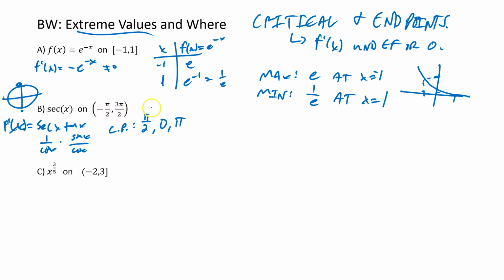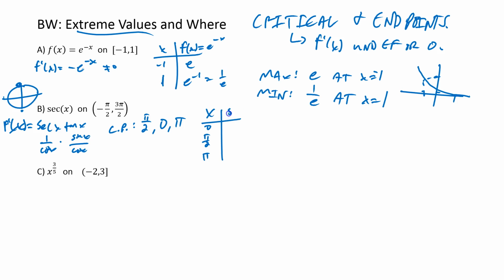Now notice here we have no endpoints, right? Negative pi over 2 and 3 pi over 2, they're open parentheses. So because we can't quite get there, we don't have endpoints. All right? So let's make a list of our x values. Let's do them in order: 0, pi over 2, and pi.